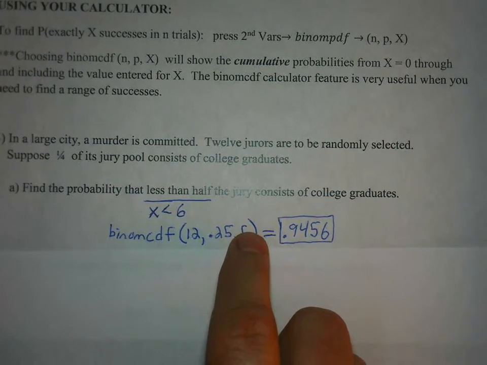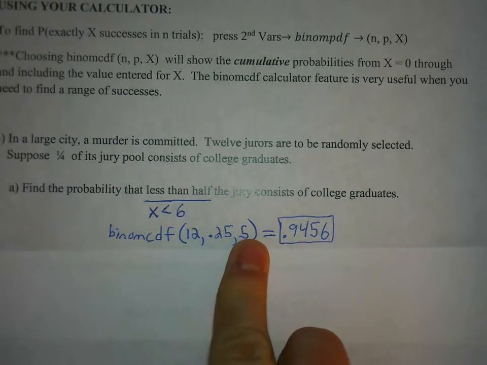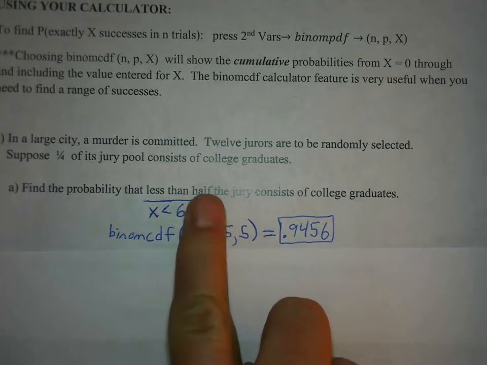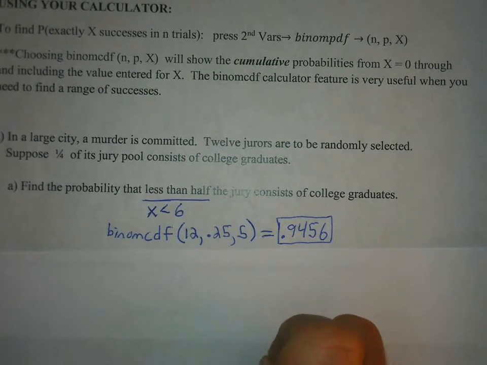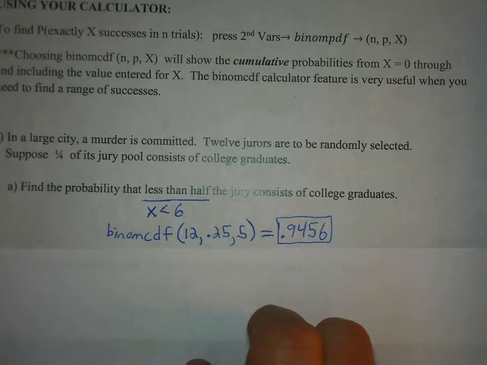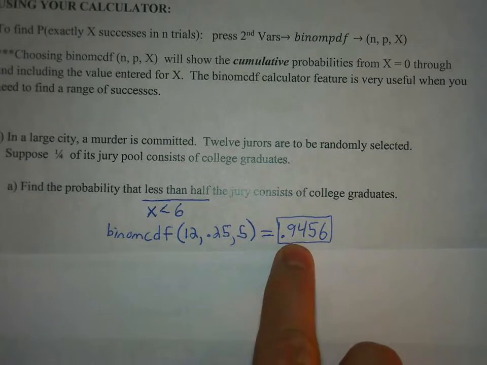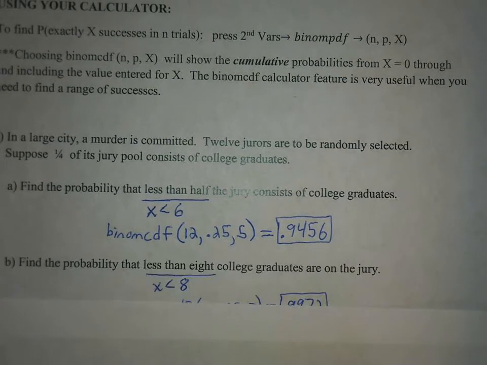This is the thing the students miss the most. You do not put a 6 there because less than half implies that 6 is not included in less than half. Okay, so when you do that in your calculator, you get 0.9456 using the steps I just showed you.